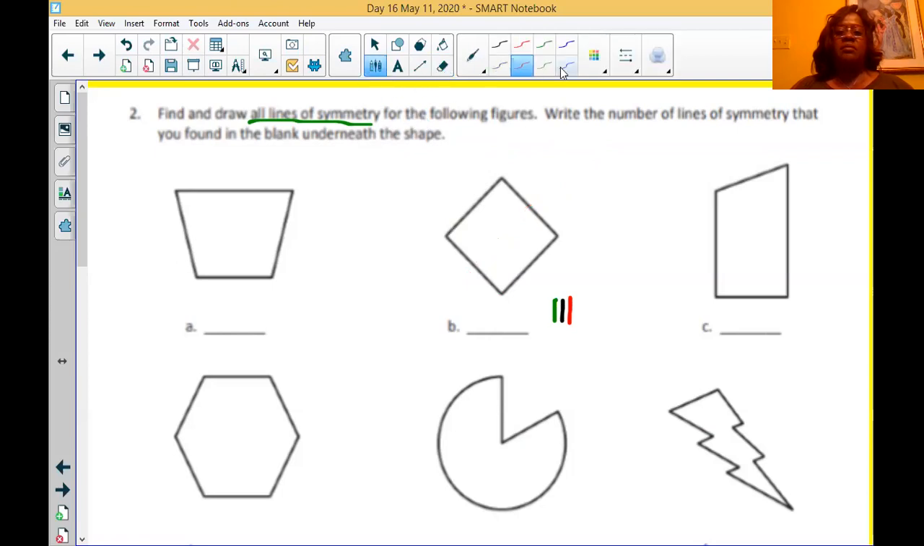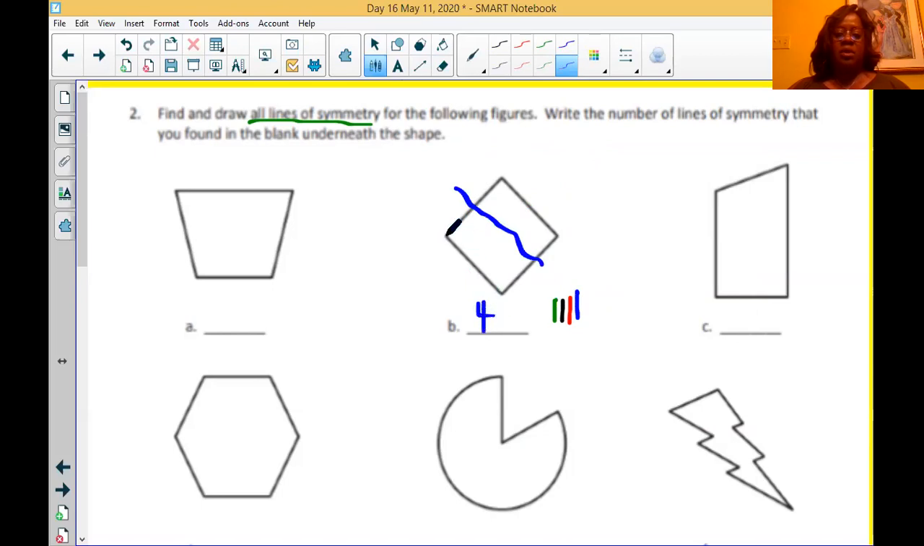Let's see if I can draw another one in a different place. Let's draw one down this way. Pretend like it's straight, guys. I don't know what's going on with my technology today. But this side is definitely identical to this side. So that would be 4 lines of symmetry. So this particular shape would have 4 lines of symmetry.